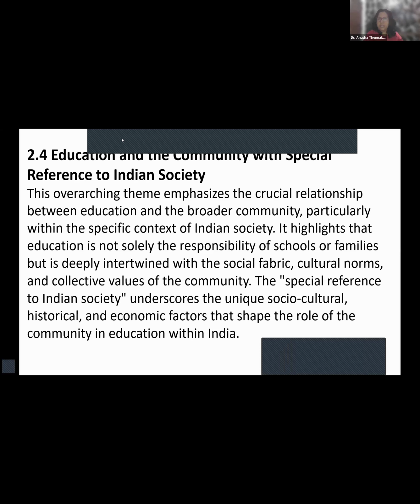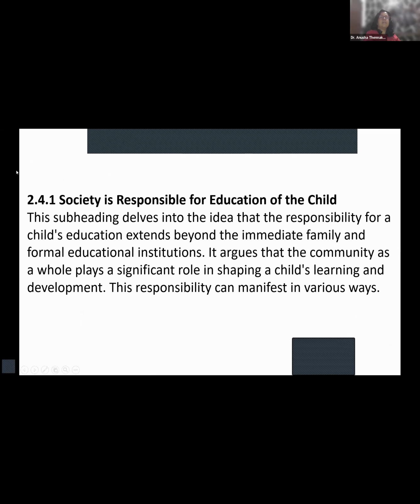Okay, so here when we are referring this to Indian culture, Indian society, it means actually it underscores the unique social, cultural, historical, and economic factors that shape the role of the community in education within India. Okay, we'll see.